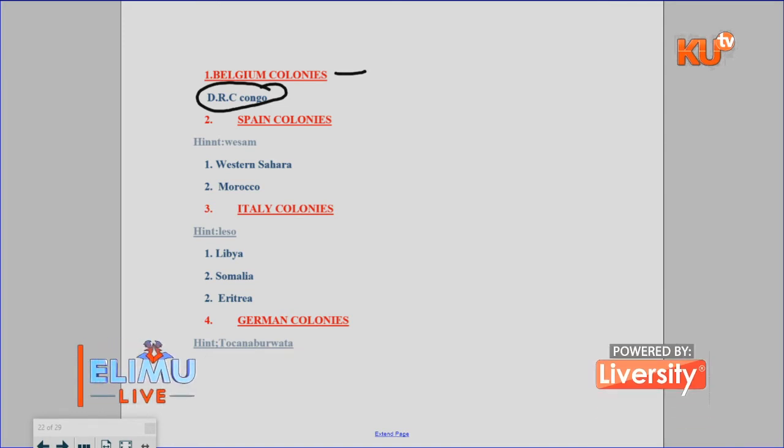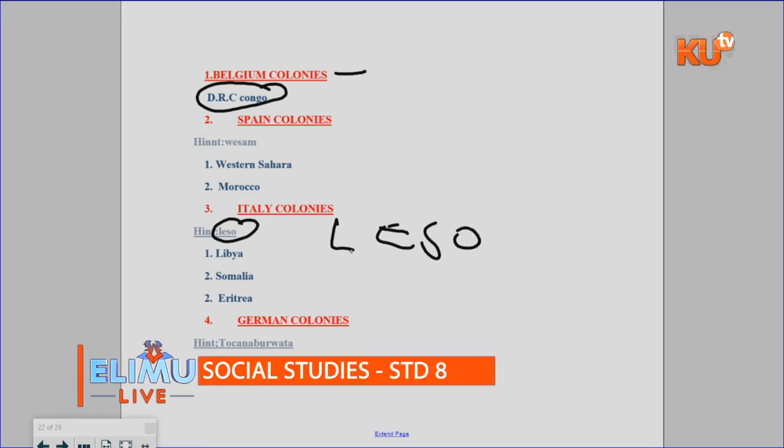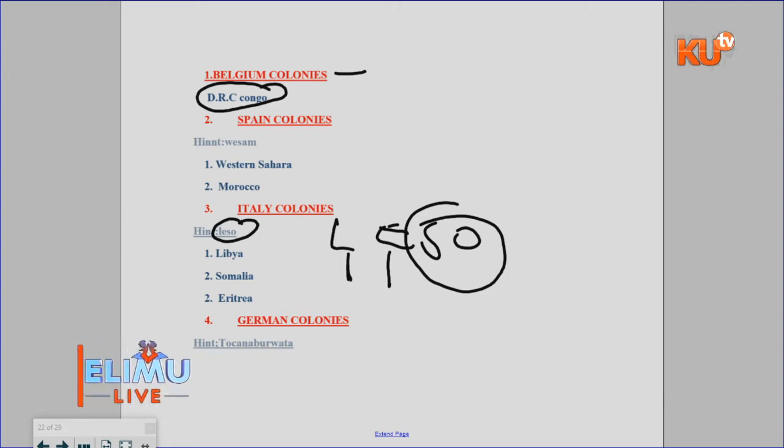Then we have Italy. Italy as a European nation had colonies in Africa: Libya, Somalia, and Eritrea. As a hint, you can write the word Leso. What does it mean? L stands for Libya, E stands for Eritrea, and SO stands for Somalia. That is one way in which we can master these once and for all, especially for those who are hoping to do the exam in the next few months.